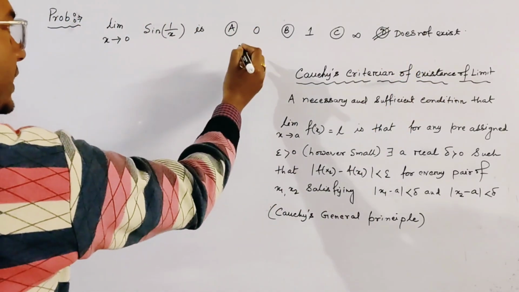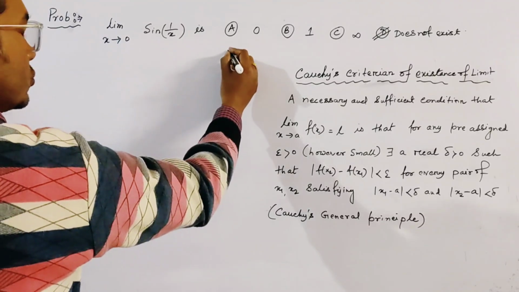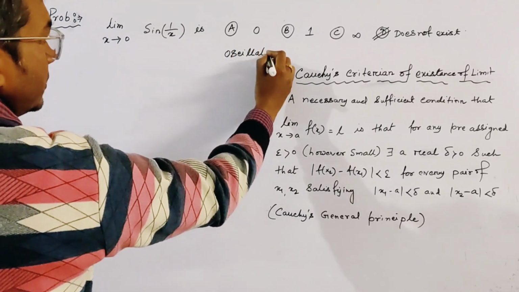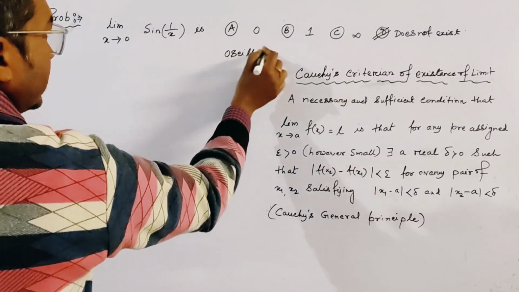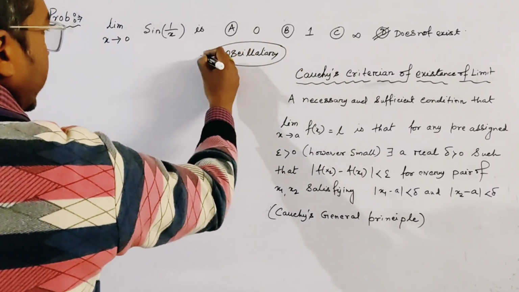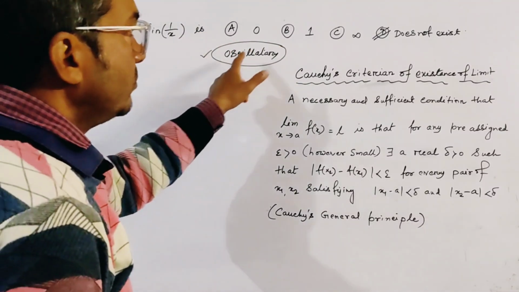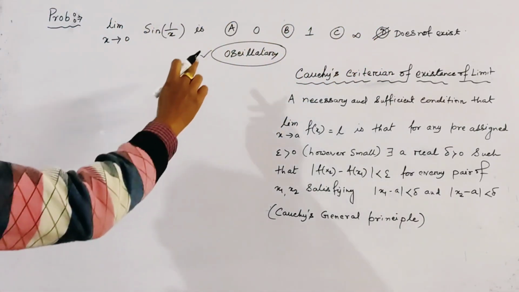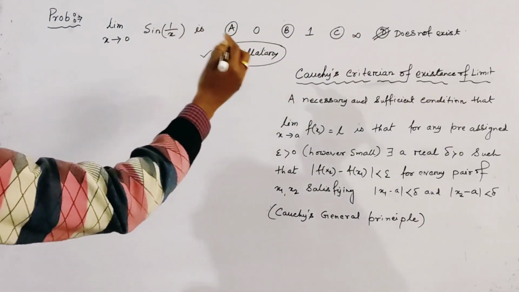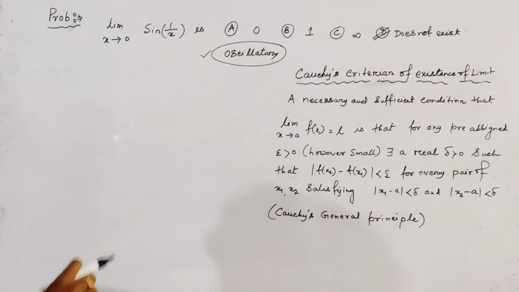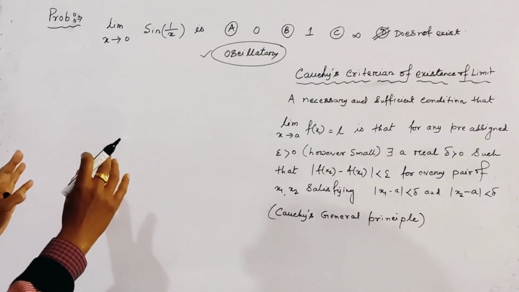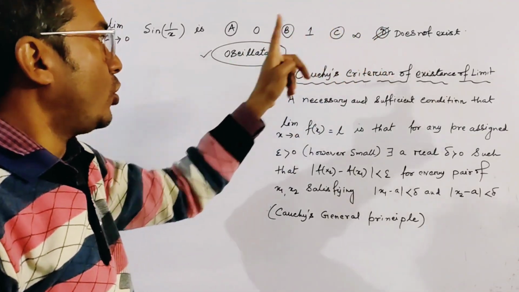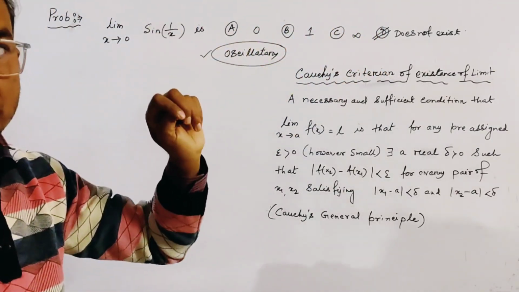If there were an option "oscillatory", then that option would be correct. Since "does not exist" is not in the options, if there were the option oscillatory, then oscillatory would be the correct option. Now our problem is how to show that "does not exist" or "oscillatory" is the correct answer.